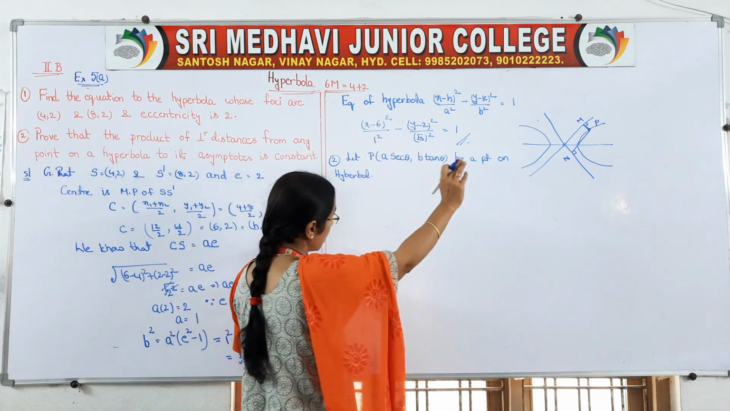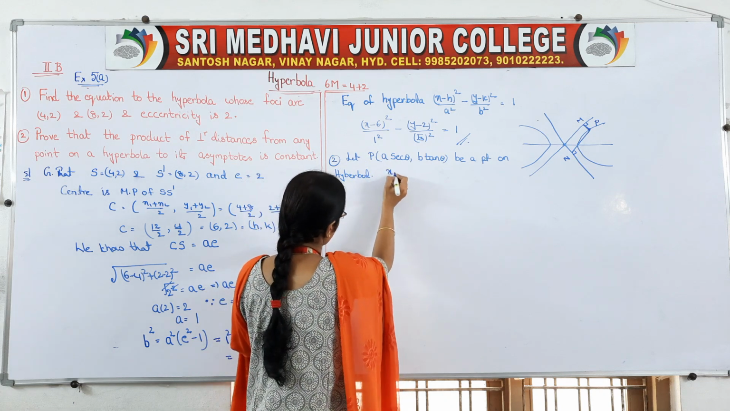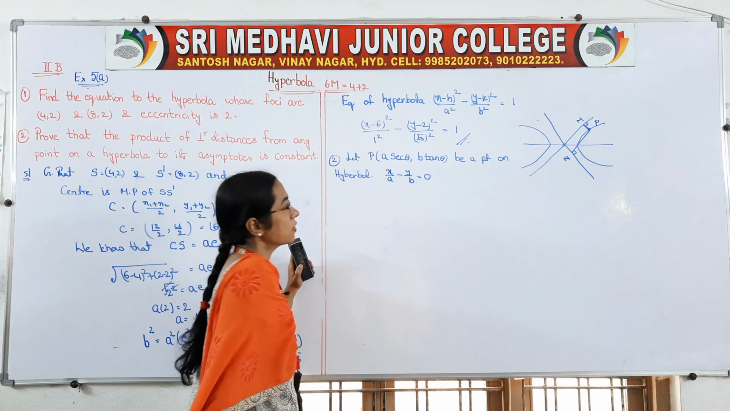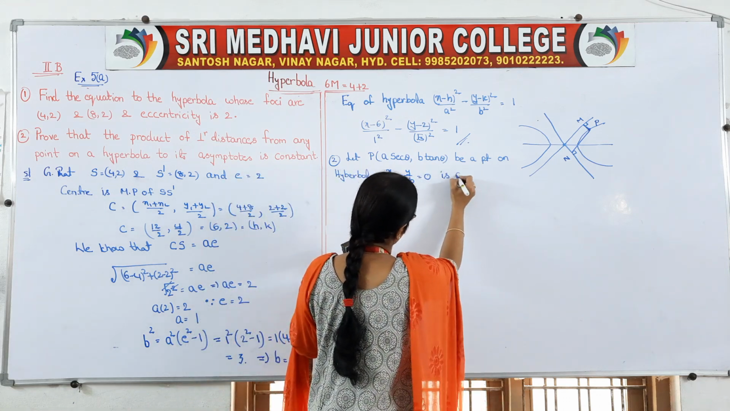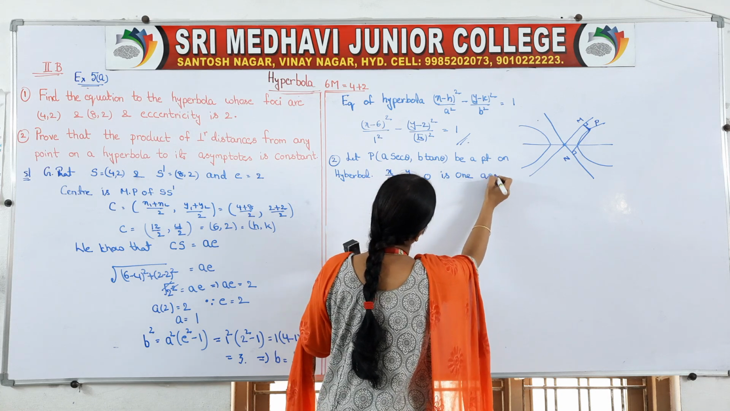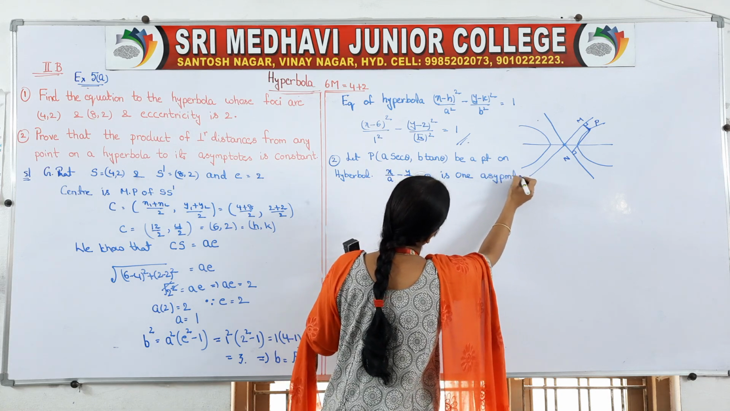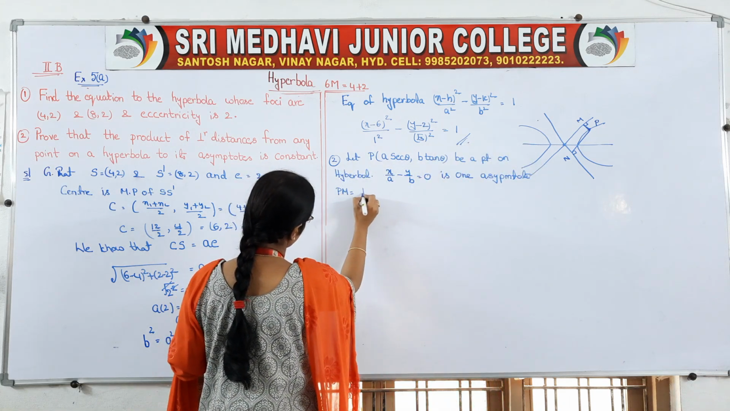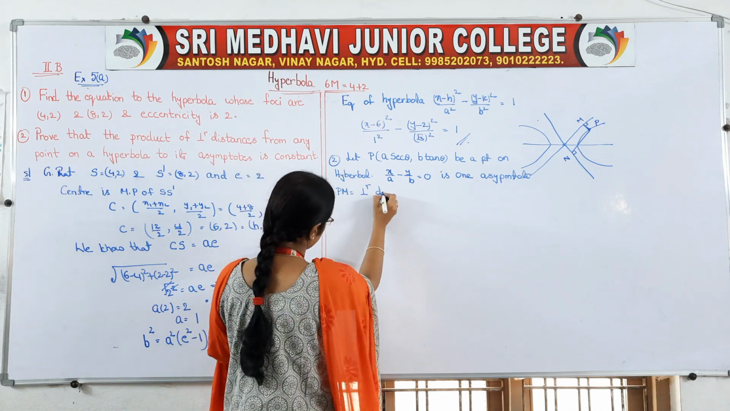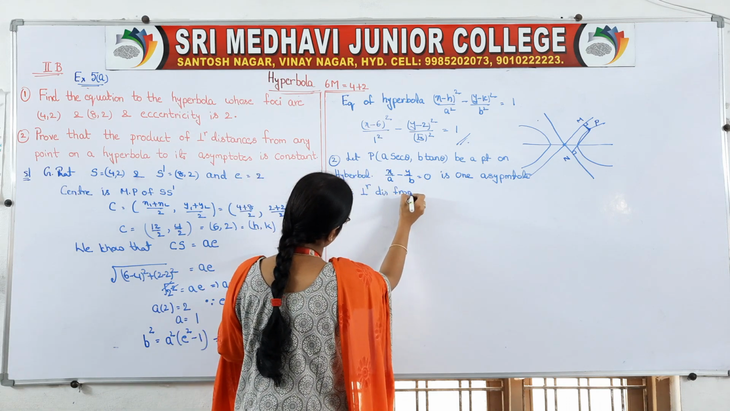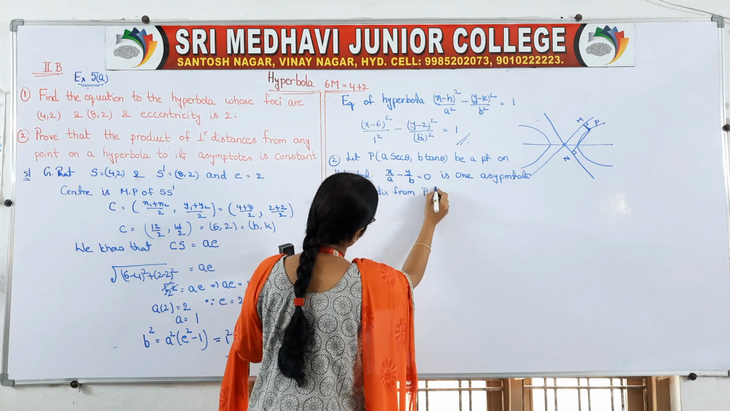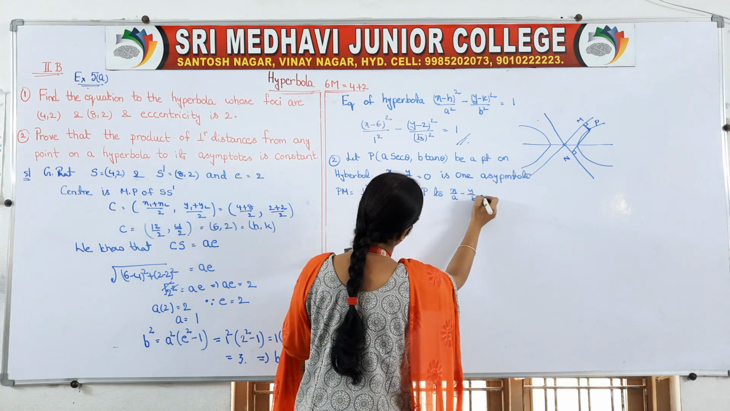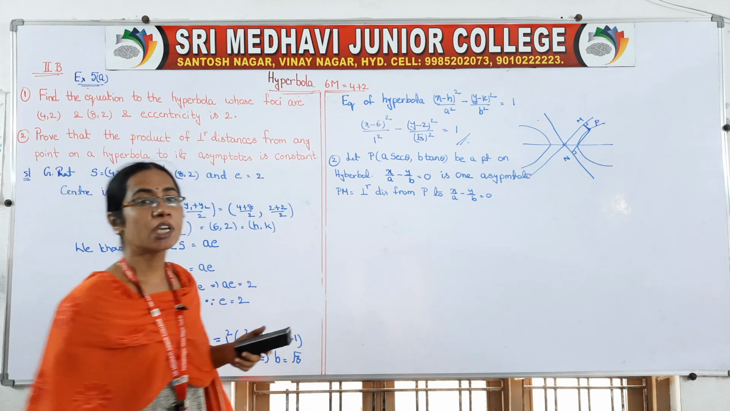And what are the asymptotes? First asymptote is x by a minus y by b is equal to 0, one asymptote, right? So now you take PM. What is your PM? PM is equal to the perpendicular distance from P to the first asymptote, that is x by a minus y by b is equal to 0, the first asymptote equation.